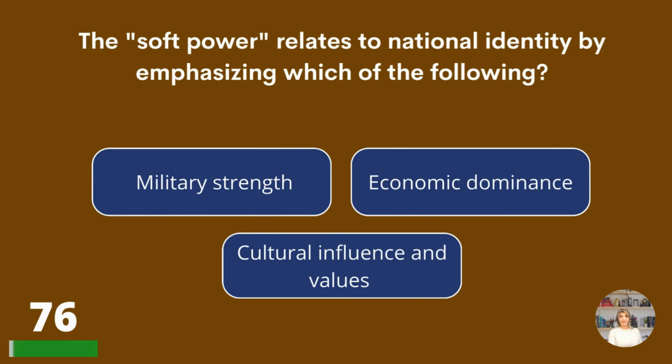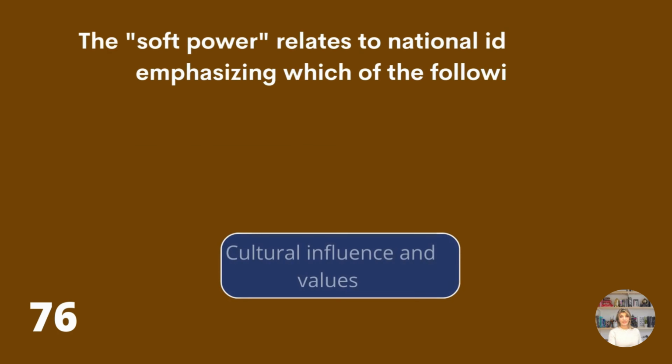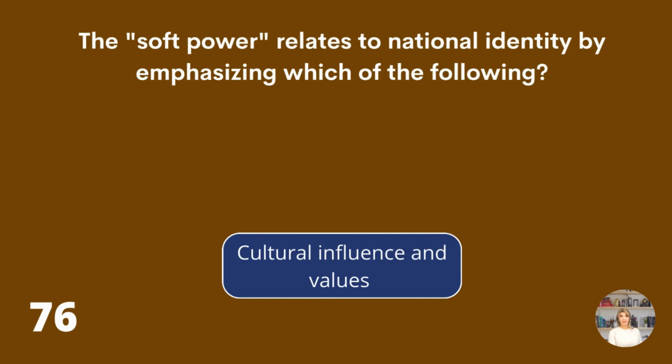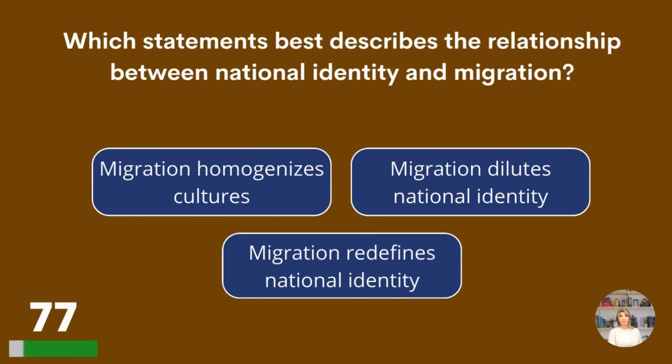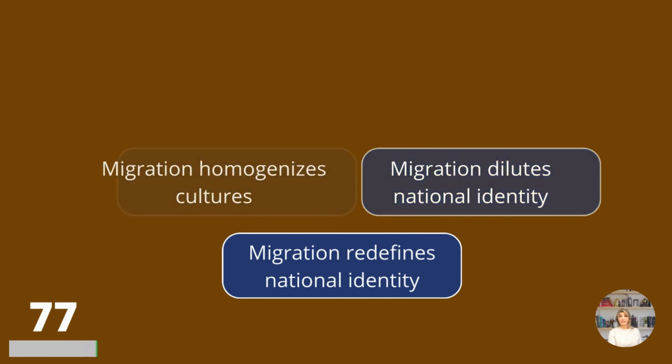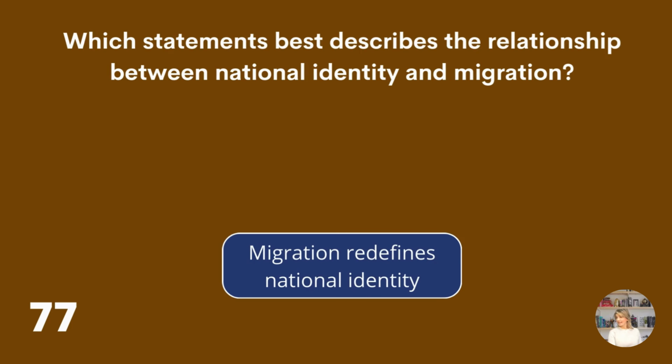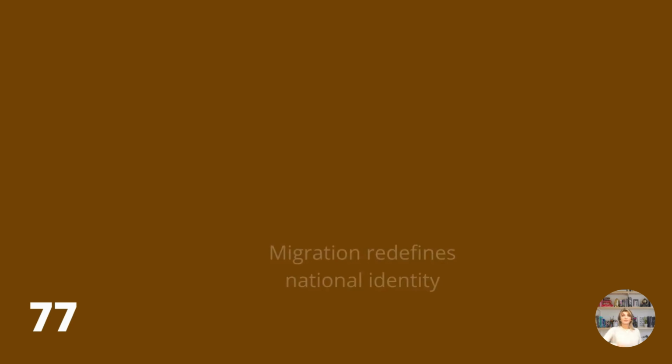The soft power relates to national identity by emphasizing which of the following? Military strength, economic dominance, or cultural influence and values? Cultural influence and values. Which statement best describes the relationship between national identity and migration? Migration homogenizes cultures. Migration dilutes national identity. Migration redefines national identity. And the last one is the answer.